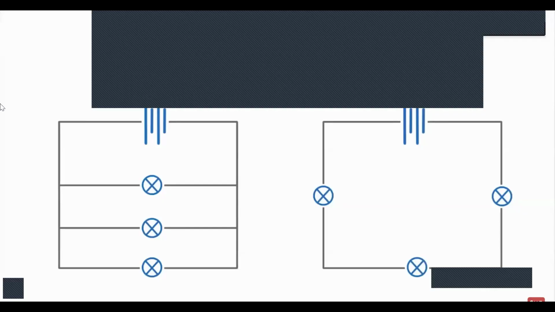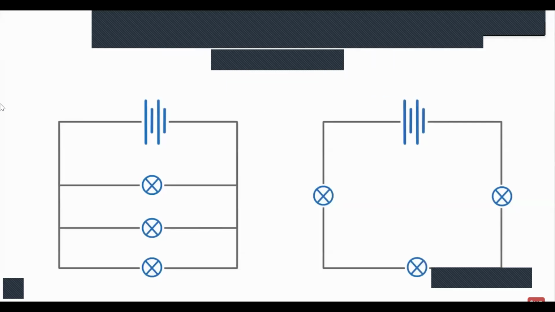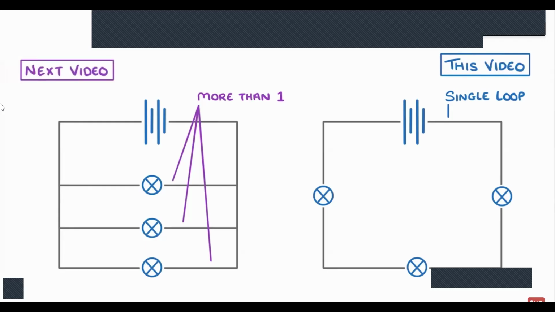A common point of confusion in exams is the differences between series and parallel circuits. In a series circuit, we only have a single loop, and the components are all connected one after the other. On the other hand, parallel circuits contain more than one loop, and this small difference completely changes how we measure current, voltage, and resistance. In this video, we'll discuss series circuits and some of the calculations that you might have to do. Then in the next video, we'll consider parallel circuits.